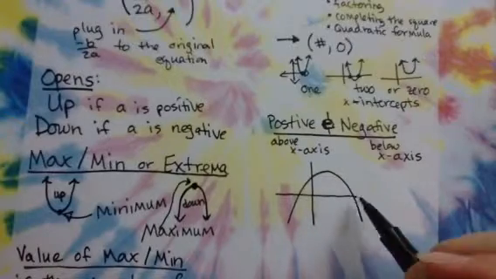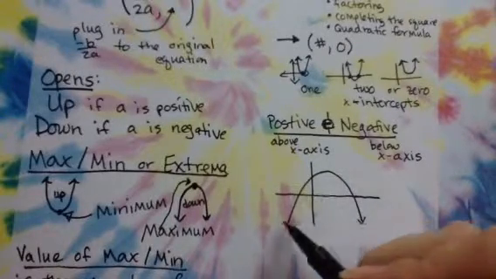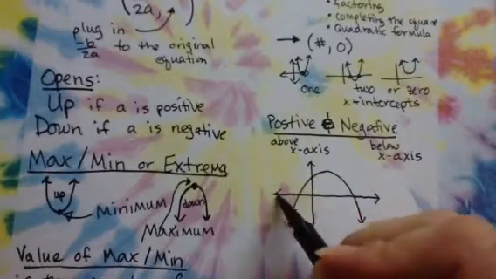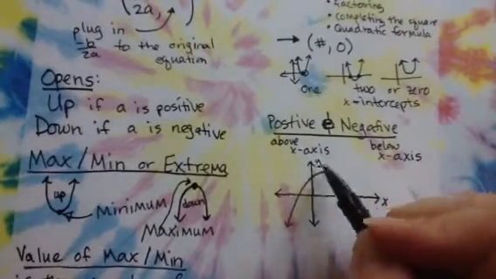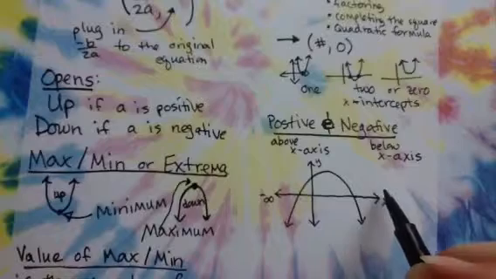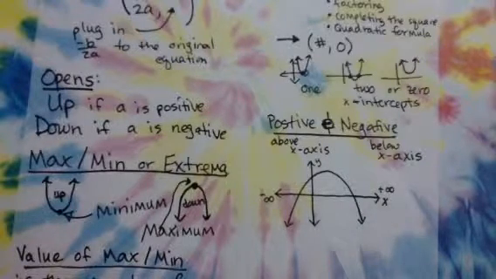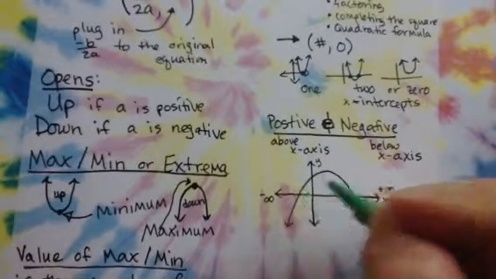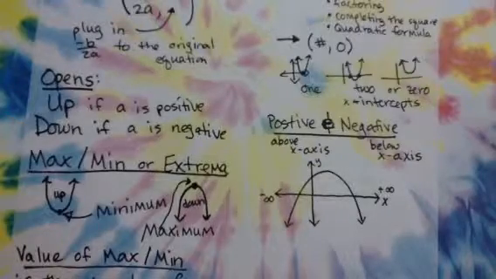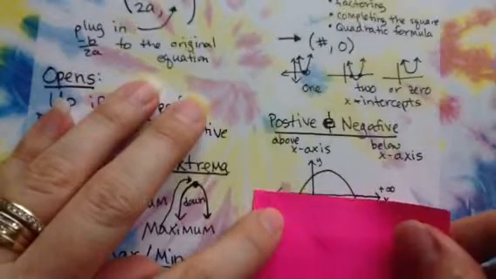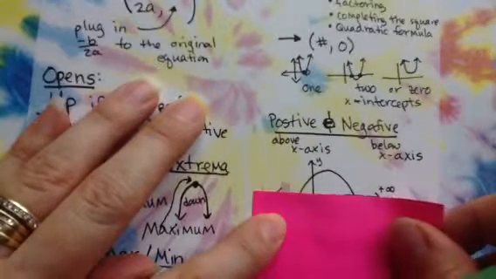This one happens to open down. And remember that we're giving these answers in terms of the x values as we move left to right from negative infinity to infinity. Now positive means the graph is above the x-axis. So that would be, basically if you cover up your x-axis and just look above it, that is where our graph is positive.